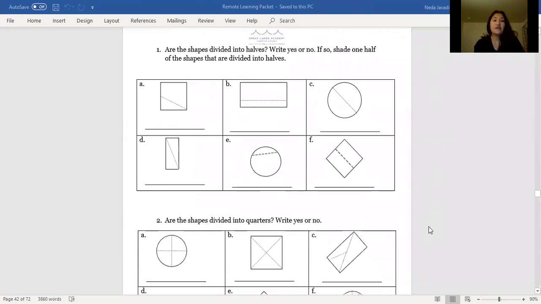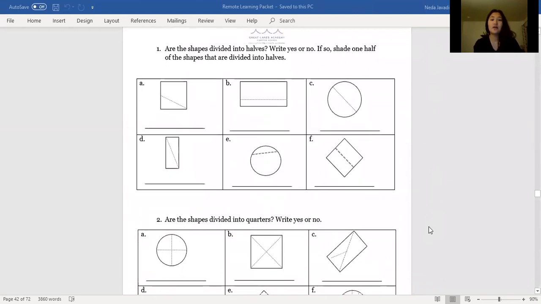We are now at your independent practice. So you are going to be following the directions on each question and working your hardest and trying your best.